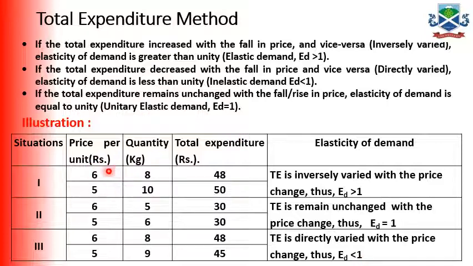You have to check what is the change in price and due to which the total effect on total expenditure. If it is inversely varied, then it is greater than 1. If it remains unchanged, it is equal to 1. If it is directly varied, same direction, increase, increase, decrease, decrease, then it is less than 1. So that's the three situations under which the three magnitudes, or degrees, of elasticity of demand are measured under the total expenditure method or total outlay method.